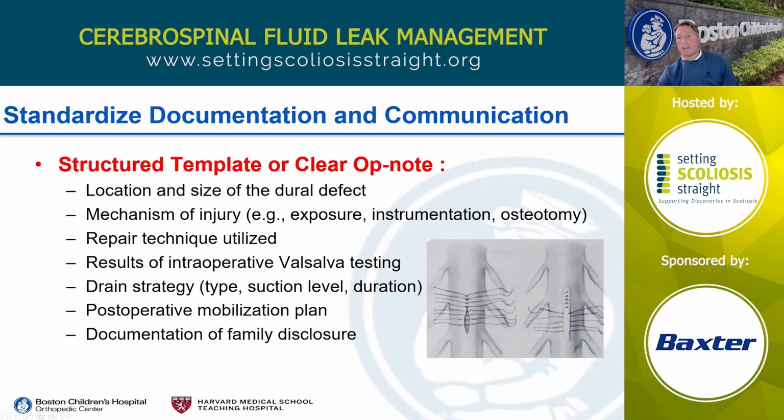Standard documentation and communication. So if you have a tear, it should be clearly put in either an Epic note or your op note. That should be about the location and size of the defect, the mechanism of injury. Was this during exposure, instrumentation, or osteotomy? What was your repair technique utilized? What was the result of your intraoperative Valsalva? What is your drain strategy, as mentioned by Taemin? What's your postoperative immobilization plan? And have you documented things with the family so they know?